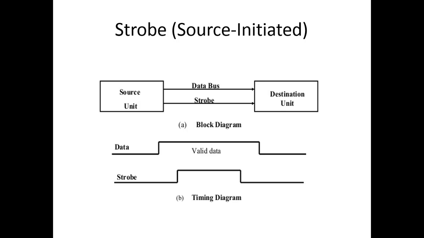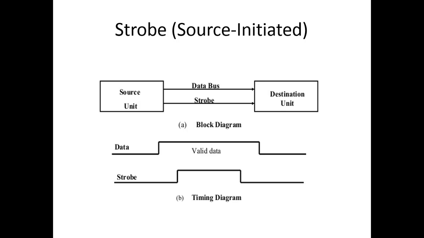So here, when the destination unit receives the Strobe control signal, it receives the data placed onto the data bus, assuming that the data is valid, and after a predetermined time delay, the source deactivates the Strobe signal. So when the Strobe signal is disabled, the data which is available on the data line does not have any significance and it is considered as invalid data.